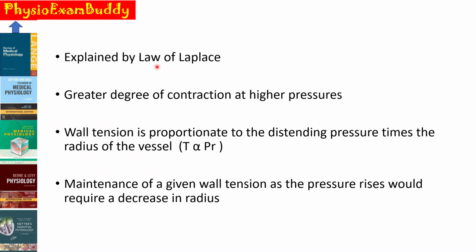And this myogenic theory is basically explained by the law of Laplace, that is, the greater the degree of contraction at high pressures. You all know the law of Laplace, that is, the wall tension is directly proportional to the distending pressure times the radius of the vessel, that is T proportional to P multiplied by R. And maintenance of a given wall tension as the pressure rises will require a decrease in the radius of the blood vessel.